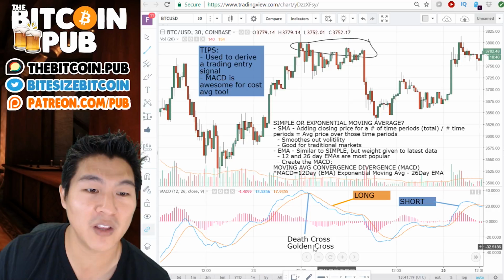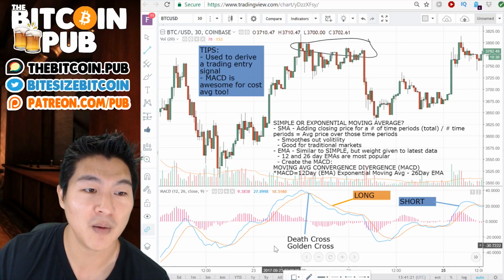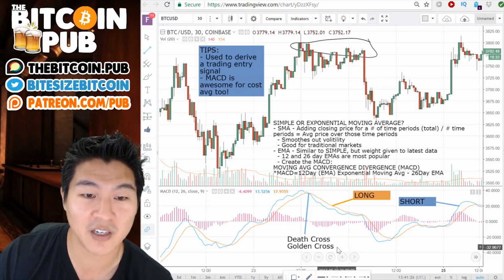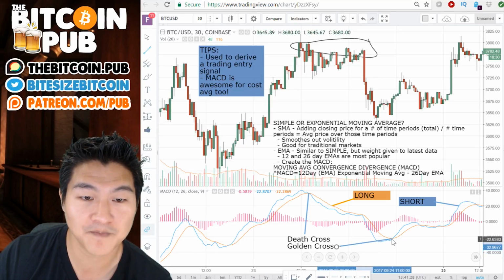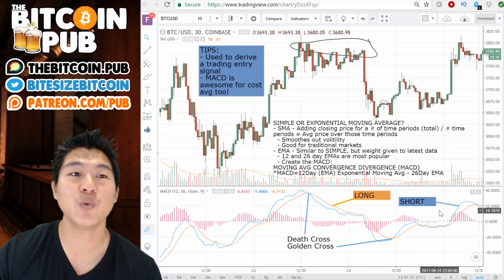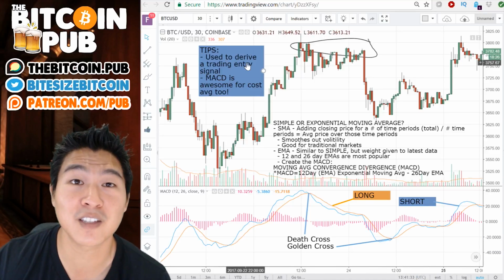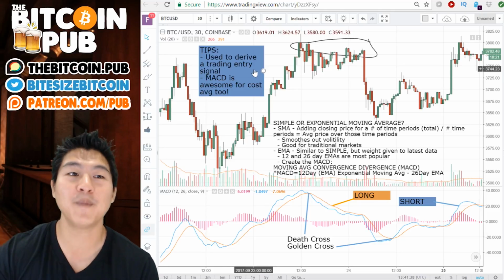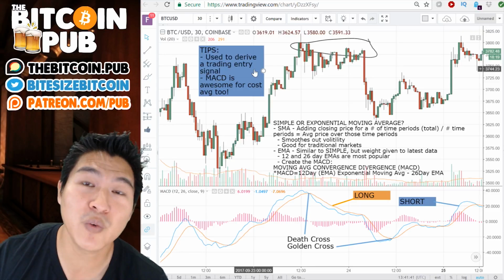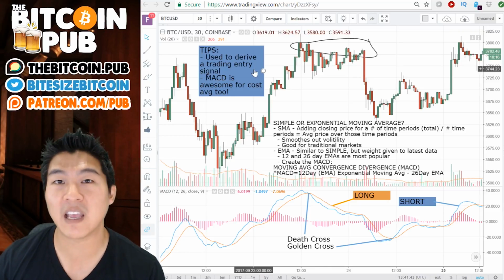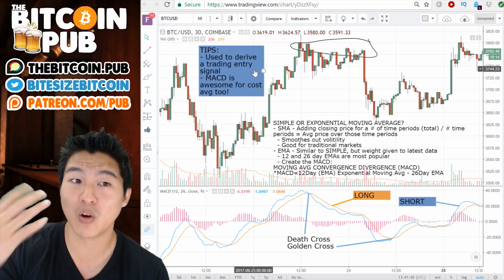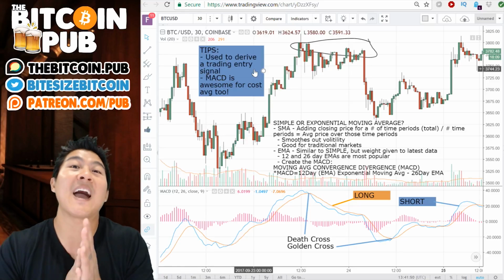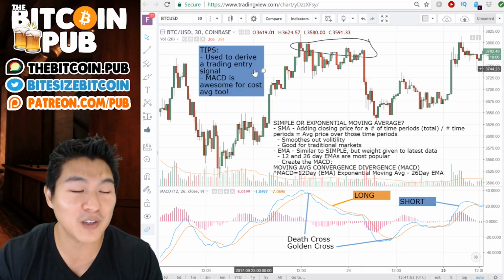The golden cross is when the short-term moving average moves above the long-term moving average. An example of that would be right here. Okay, so how do we use this? Let's look at the tips, and then let's use a couple examples of how I use this. It's really cool. So the tips are, number one, the MACD, or the moving average, allows you to derive a trading entry signal, whether it's selling or buying. MACD is awesome for cost averaging. So let me show you how I use it. It's really, really, really powerful.